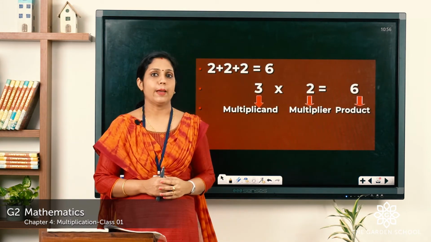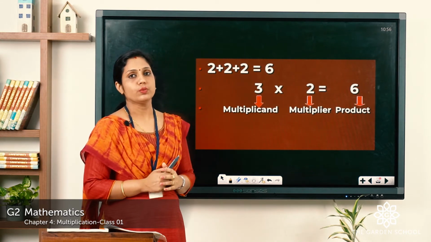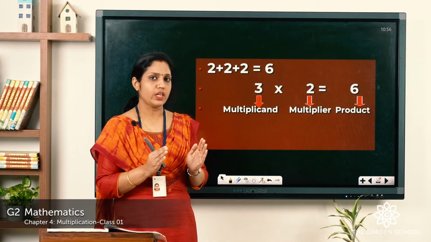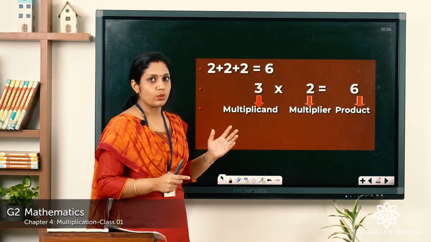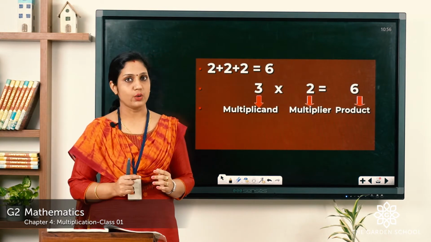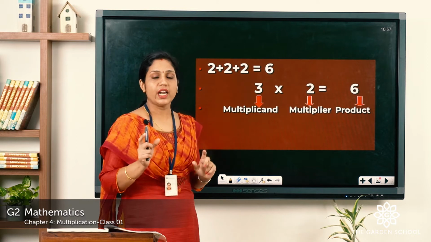Let's take another example. Here we have 2 plus 2 plus 2. So what is the answer? For calculating, first I take the two numbers. 2 plus 2 is equal to 4. 4 plus 2 is equal to 6. This is written in the repeated addition form.